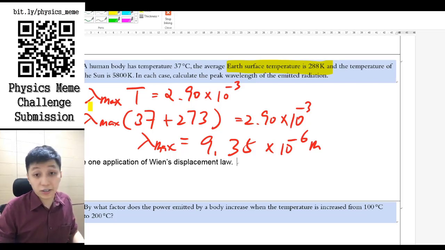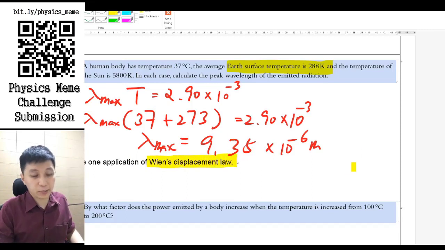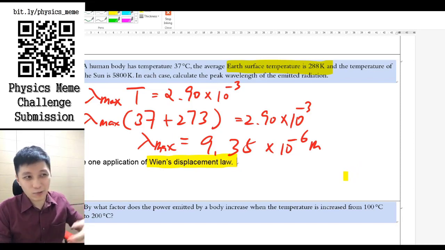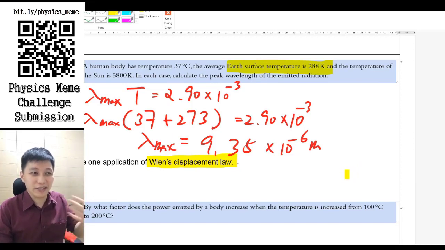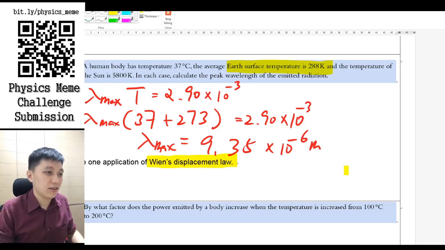Here is a very interesting question. Can you think of one application that you can use by Wien's Displacement Law? So of course we are not talking about just now when we try to find out what is being emitted by the human body or Earth or Sun. So are there any other applications that you can use in general for Wien's Displacement Law?